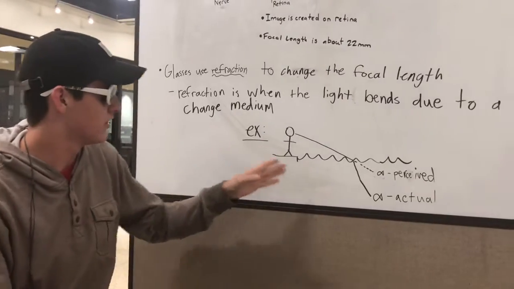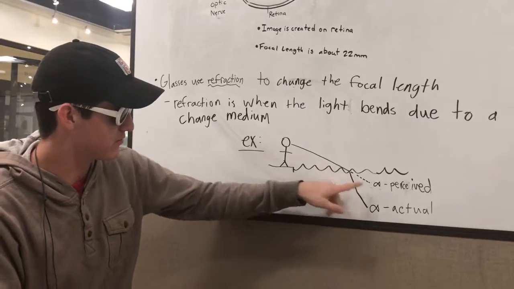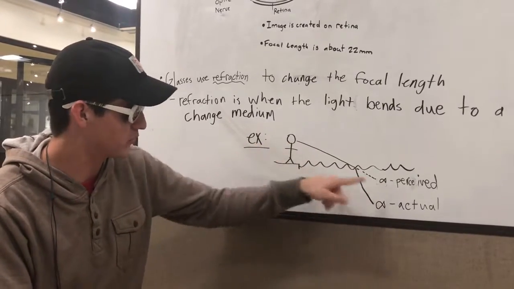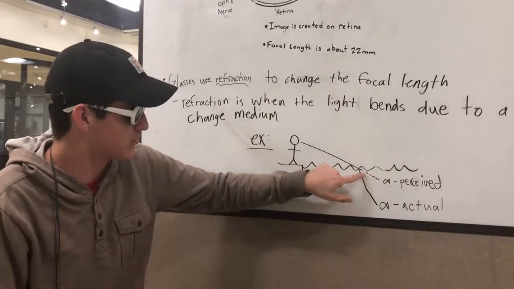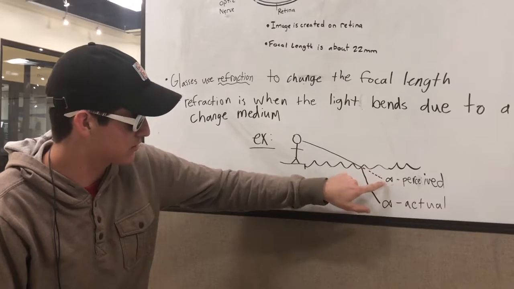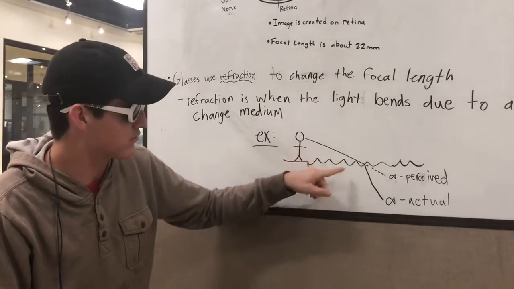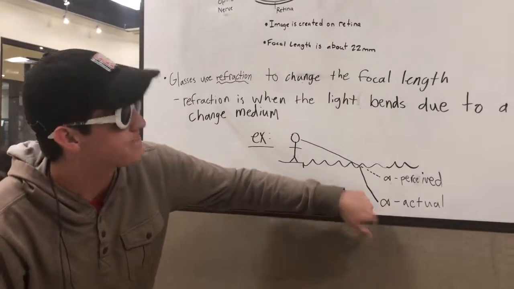So here's an example of refraction in real life. You can see a person looking into water and they see a fish right here. This is their perceived location of the fish. As we see the light ray, the natural perception would be to see a light ray continuing straight, but in reality the water has a higher index of refraction, so it's going to slow the light down, and the actual location of the fish is down here.